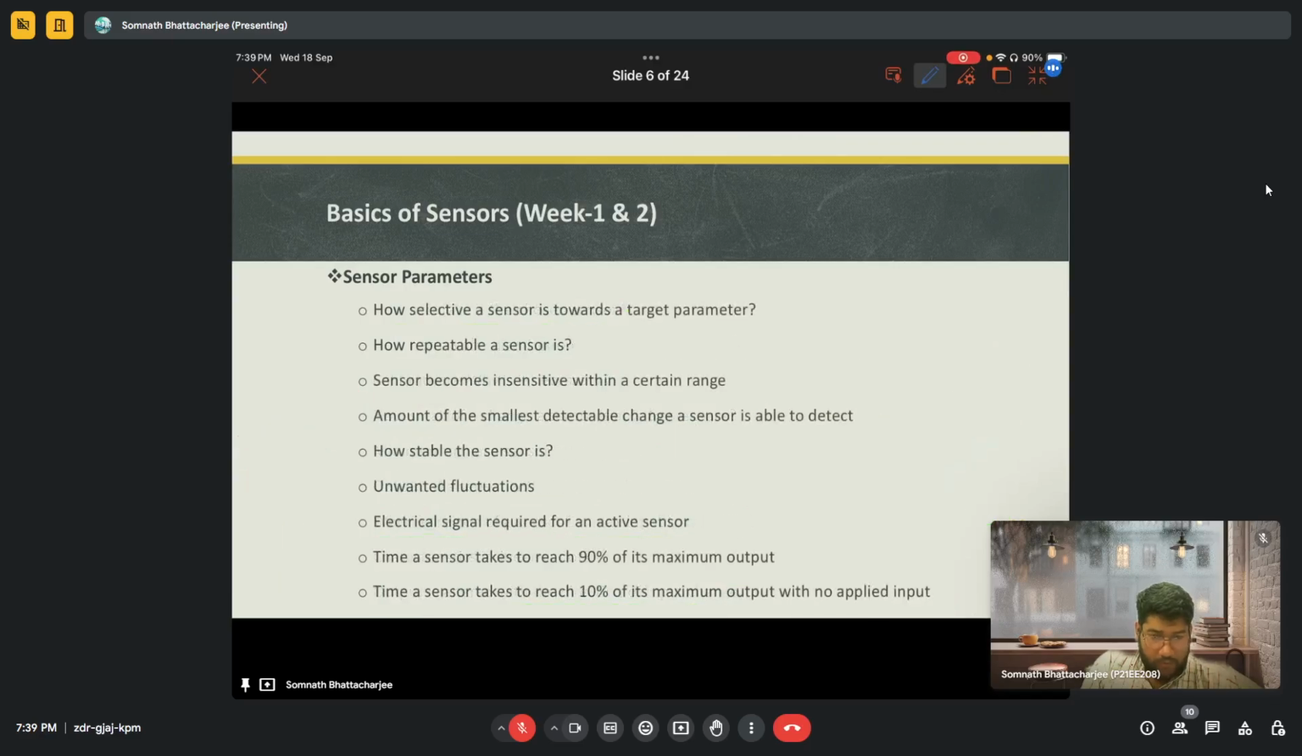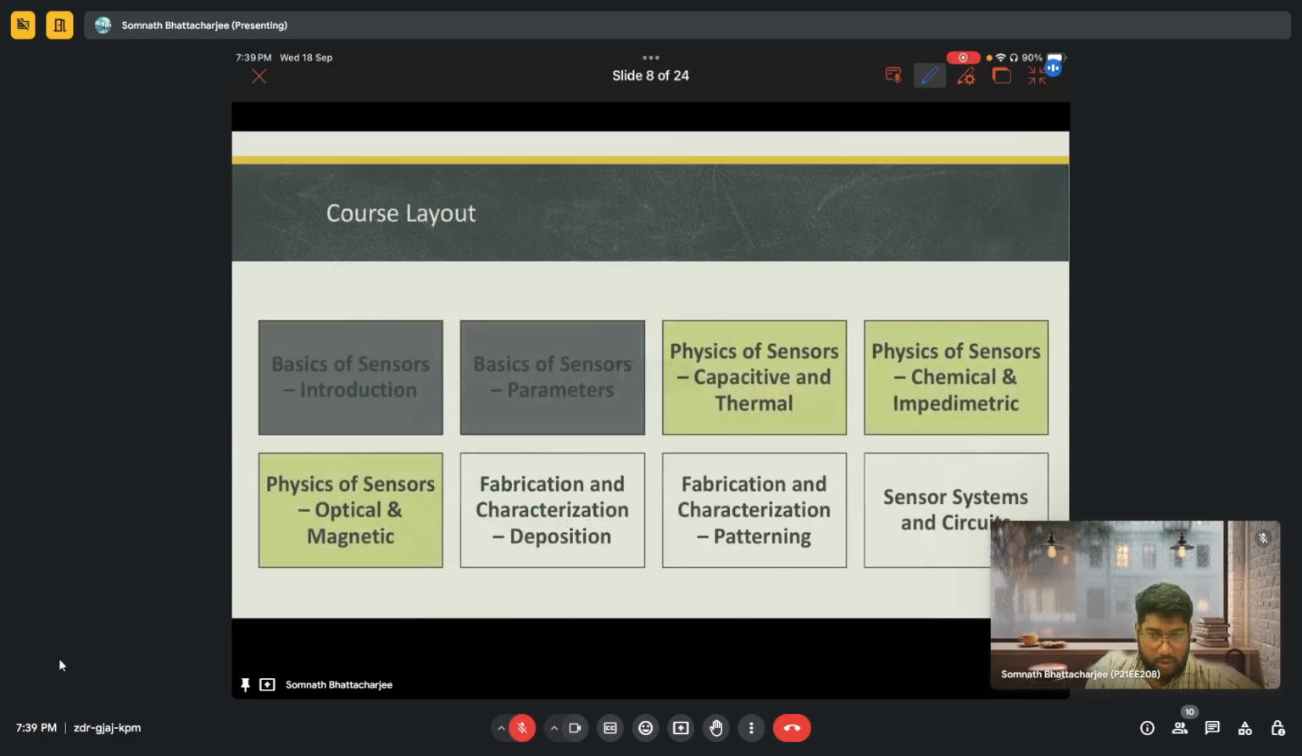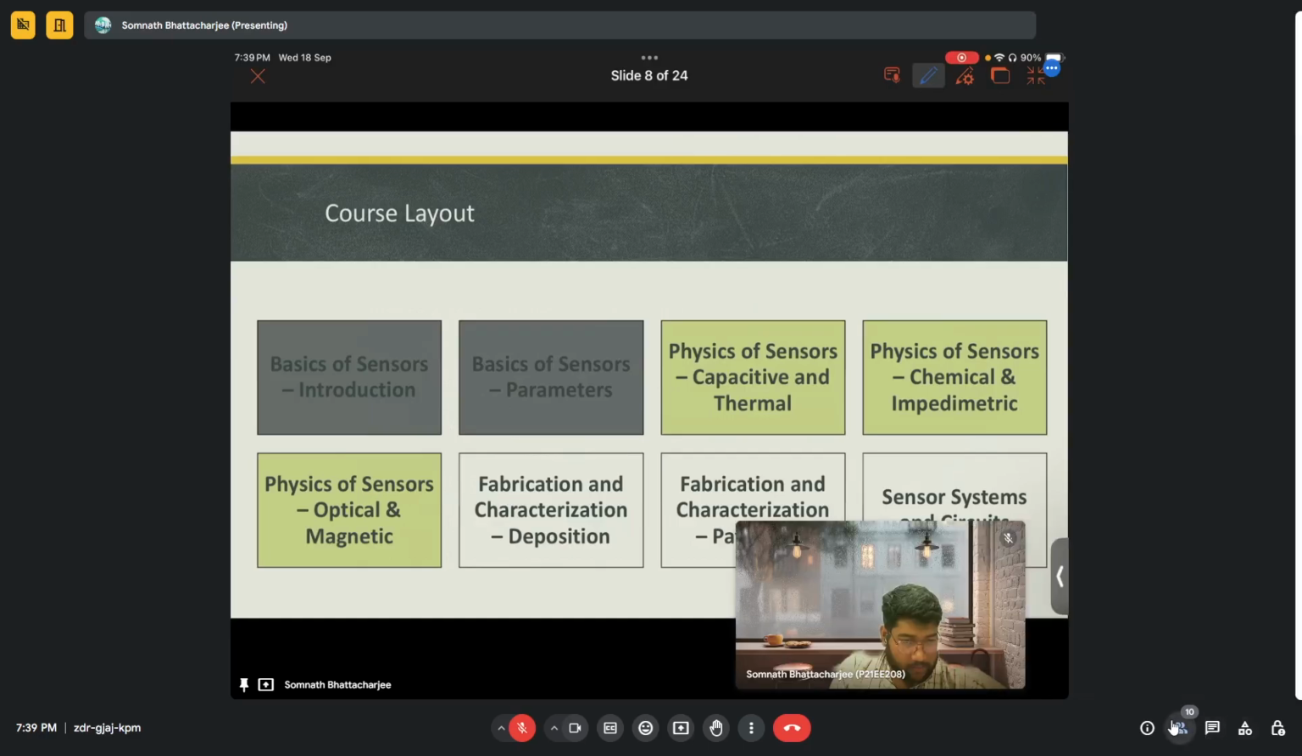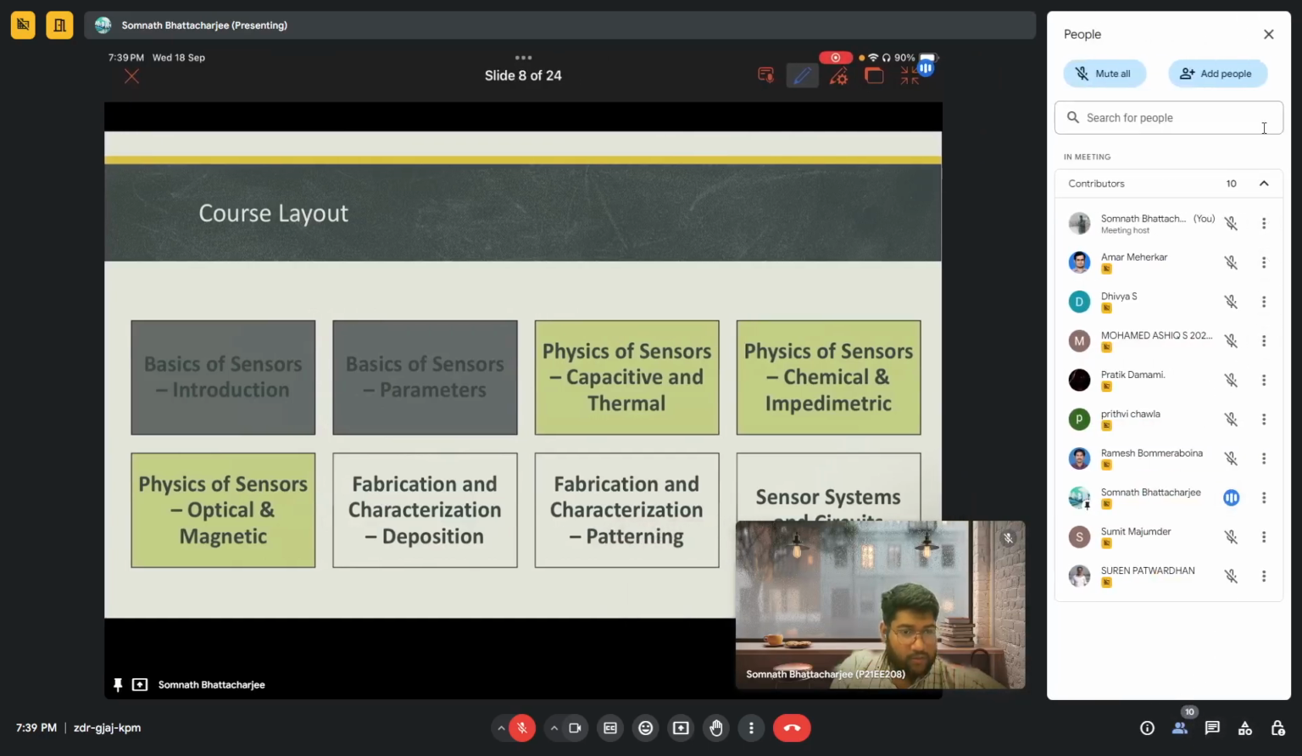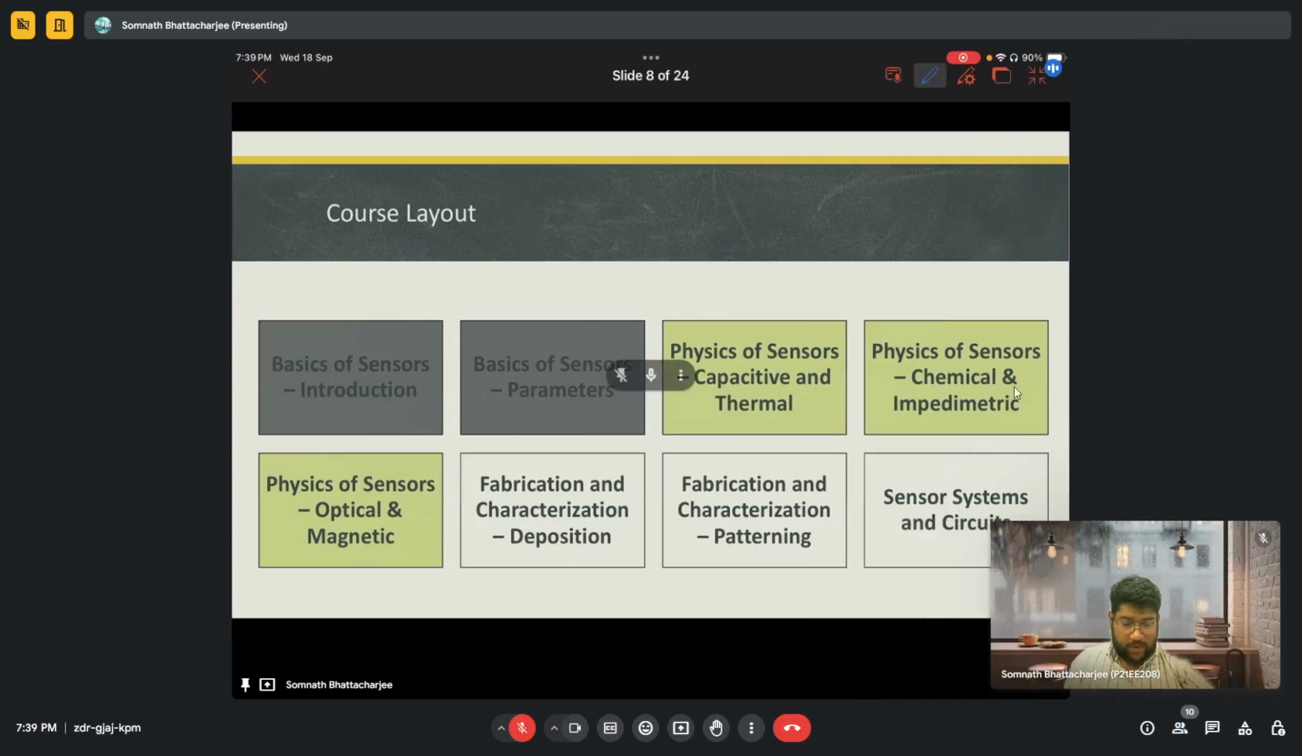So maybe we'll move to the next part. Does anyone have any questions? I guess not. Okay, so we'll move to the next part. We have already learned about the basics of sensors. Now we'll learn about the physics of sensors: based on different kinds of physics, how to choose our sensors, and what the physical phenomena are that these sensors follow.